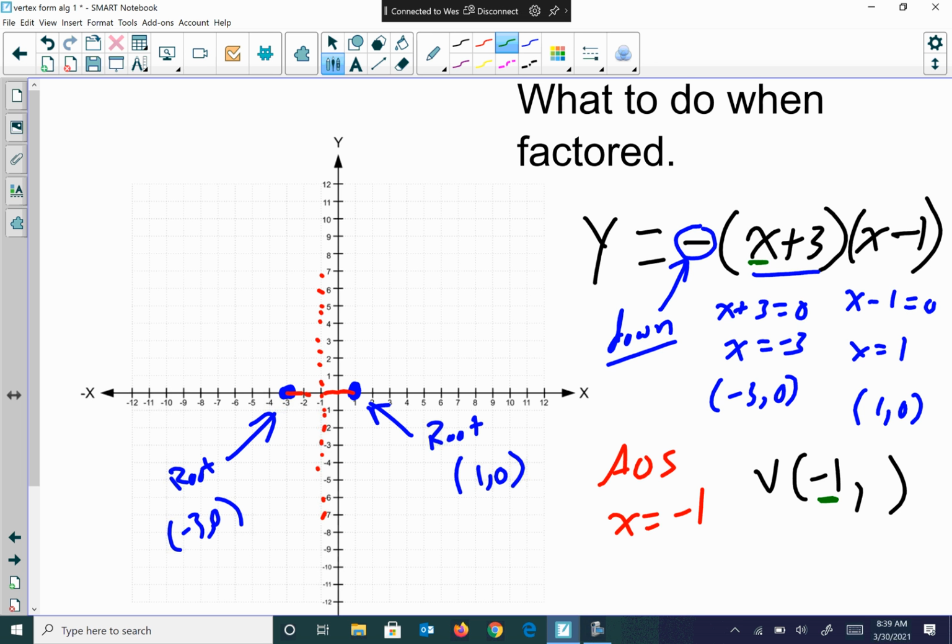I plug it in here and here. Remember, I have that. So I get negative 1 plus 3, negative 1 minus 1. I think I could do this math because I didn't have a calculator. Negative 1 plus 3 is 2. And then negative 1 minus 1 is negative 2. So 2 times negative 2 is negative 4. Negative 1 comma 4.